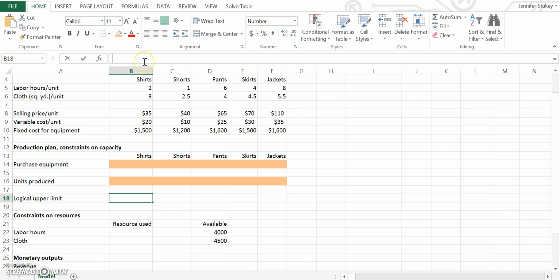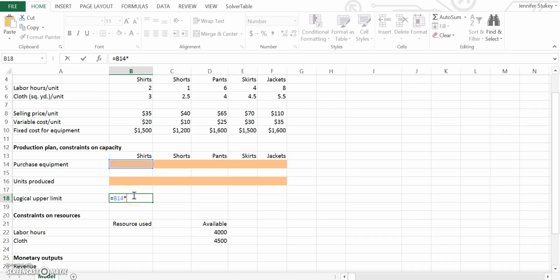So we are going to start our formula with the equals, and so the first thing we're going to reference is our binary variable for the clothing item, and then we are going to multiply that by the rest of the problem. Again, same as last time, that's because if that binary variable is 0, then our logical upper limit is going to be 0, and it's not going to allow Solver to plan for you to produce any items of clothing on equipment that you don't actually have.